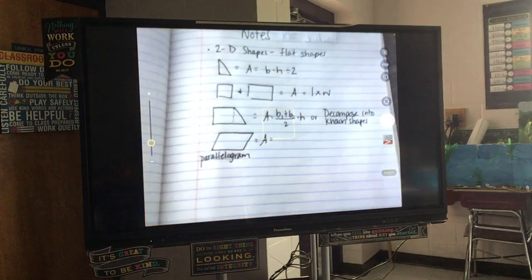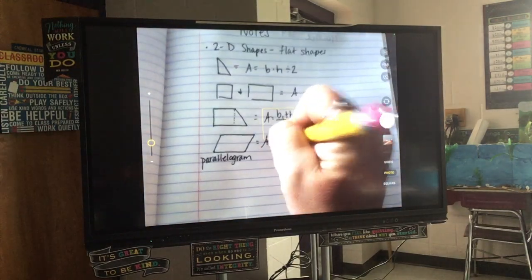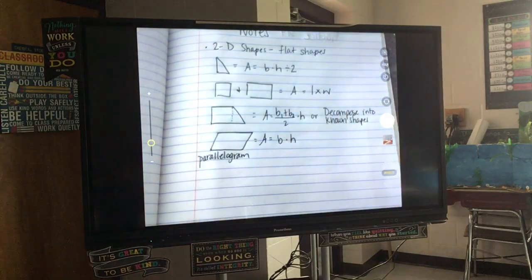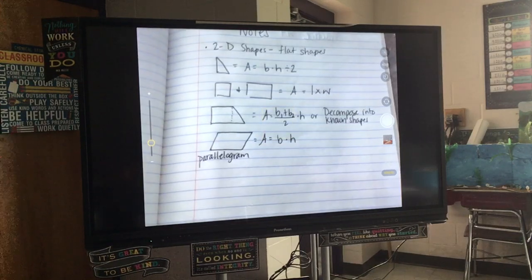And does anybody know the formula for a parallelogram? Addie? Right. Base times height, length times width. Those are really the basic shapes that we talked about when we were finding area. Do not forget about decomposing your shapes. You can take a piece off and move it to make a square, make a rectangle, make two separate shapes that you already know the formula for.